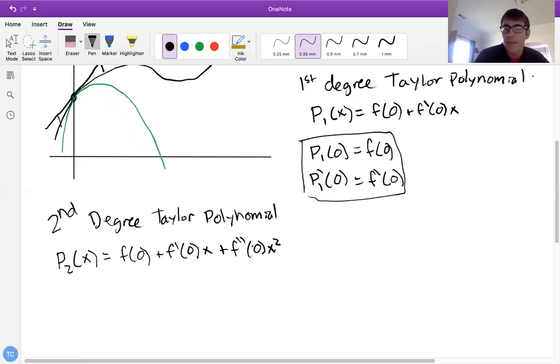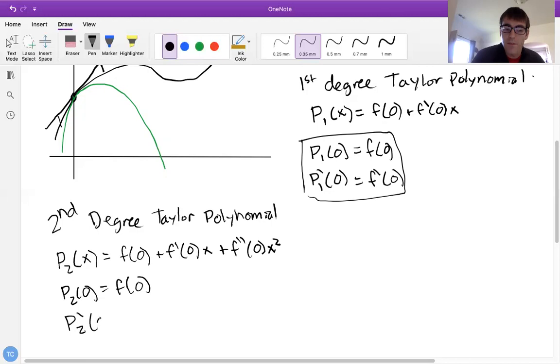So we want to check to make sure that these types of things are true, right? What happens if we evaluate this function at 0? Well, the same thing holds. P2 of 0 is what we get when we plug in 0 for x. These second terms go away. This is just f of 0. Cool. On track so far.